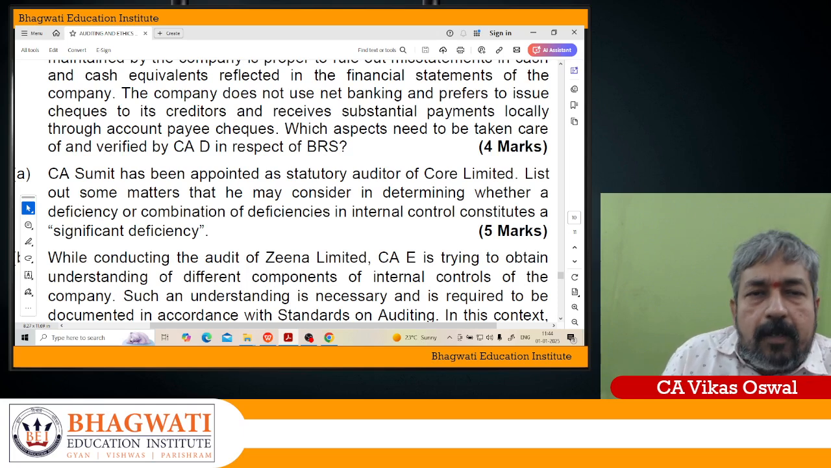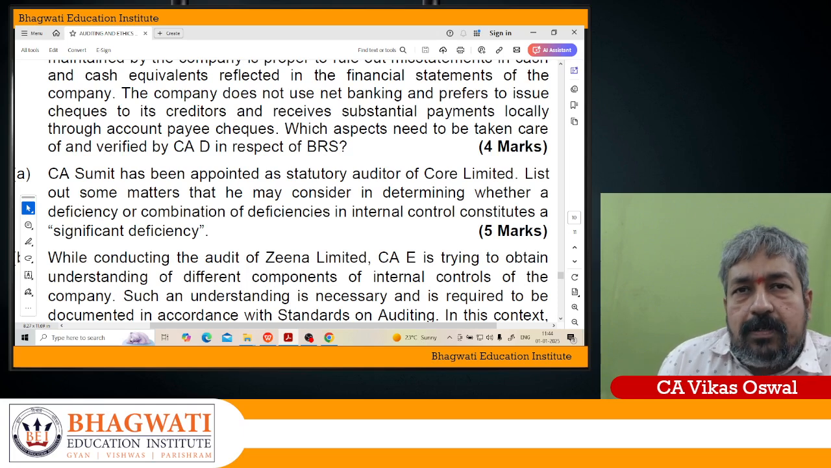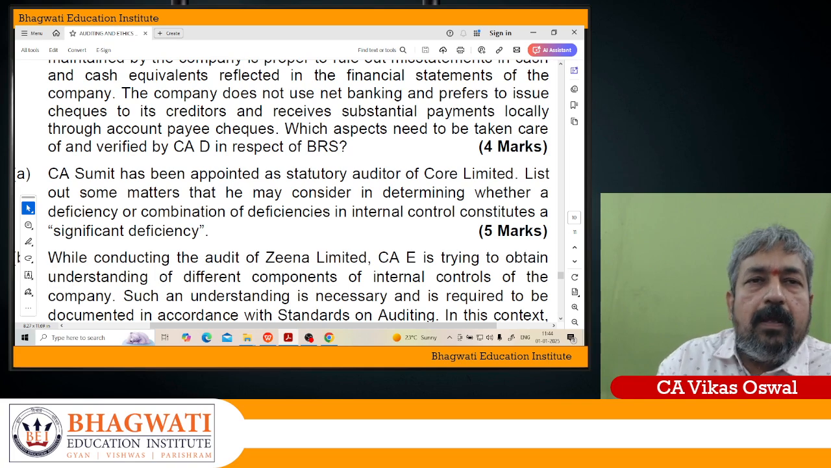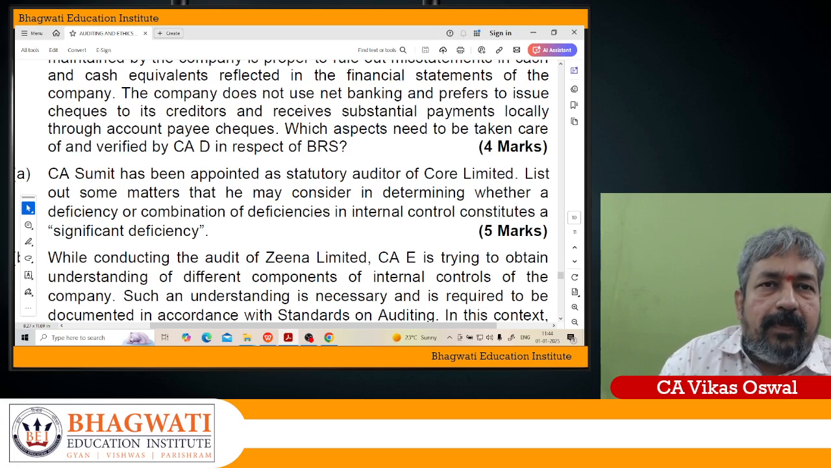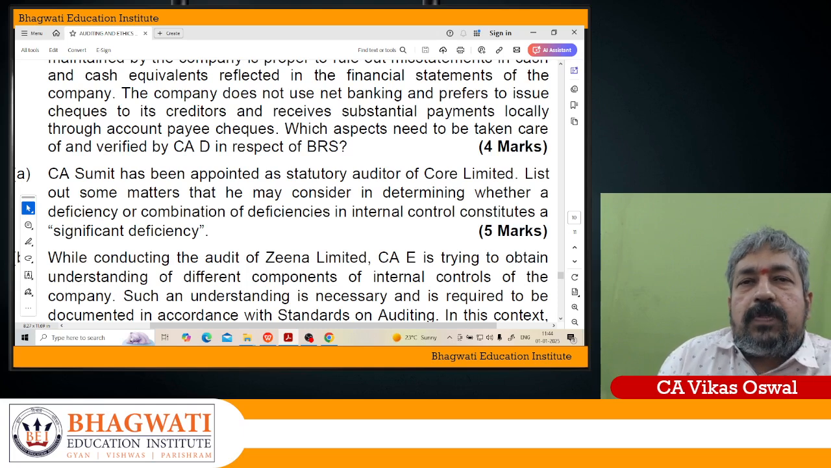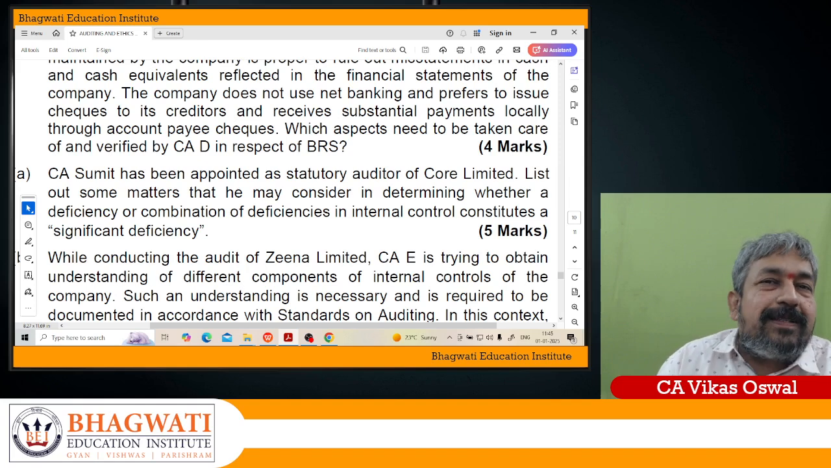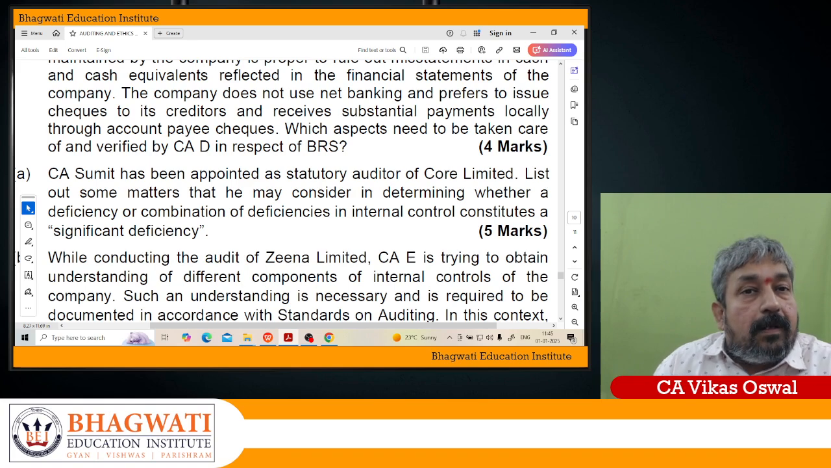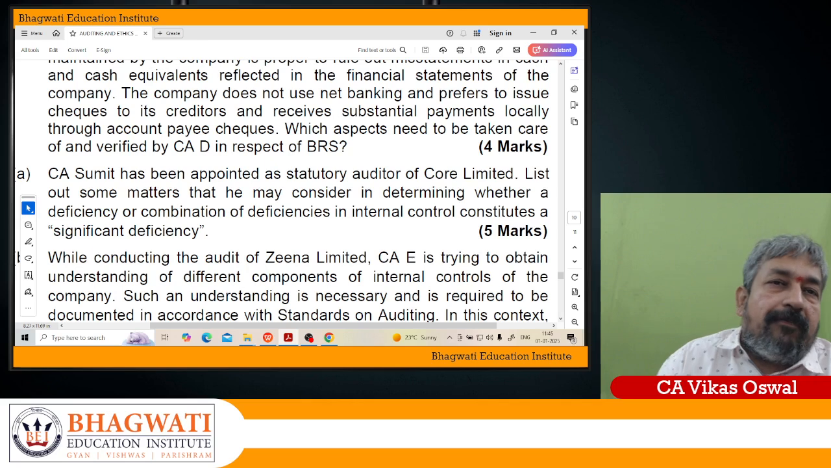Deficiency means the control which is intended to function is not functioning in the intended manner. Ultimately, internal control is a policy and procedure of the organization. Take an example: I have to sell goods only to an authorized customer. When I don't sell the goods to an authorized customer, it becomes a deficiency. Similarly, when I don't purchase goods from an authorized supplier, it becomes a deficiency.